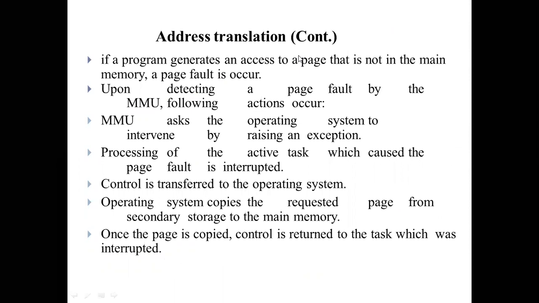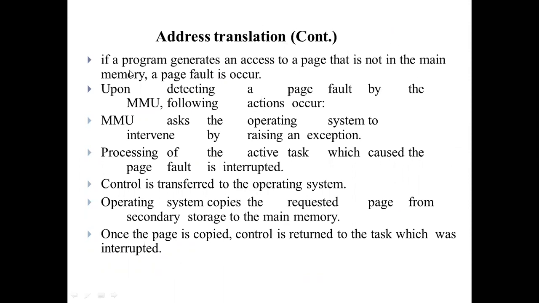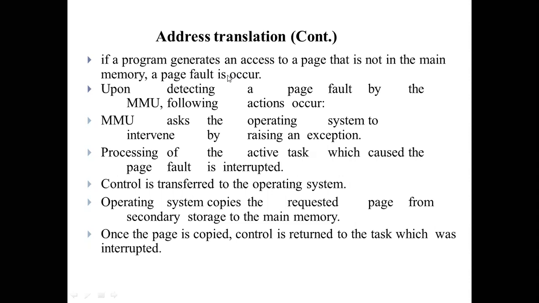This address translation is continued over here. If a program generates an access to a page that is not in the main memory, a page fault occurs. As I told you, that is called a miss. There are two terms, hit and miss. If the content is available, it is called a hit. If the content is not available, it is called a miss. If a miss has occurred, it is called a page fault. Page fault means the page has not been received into the main memory.